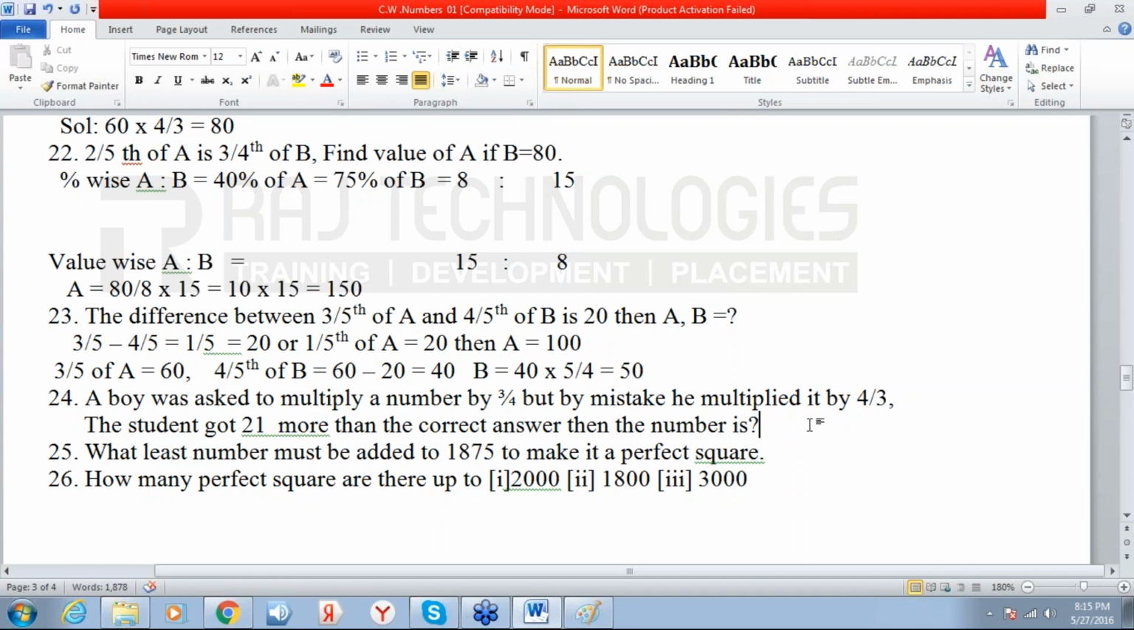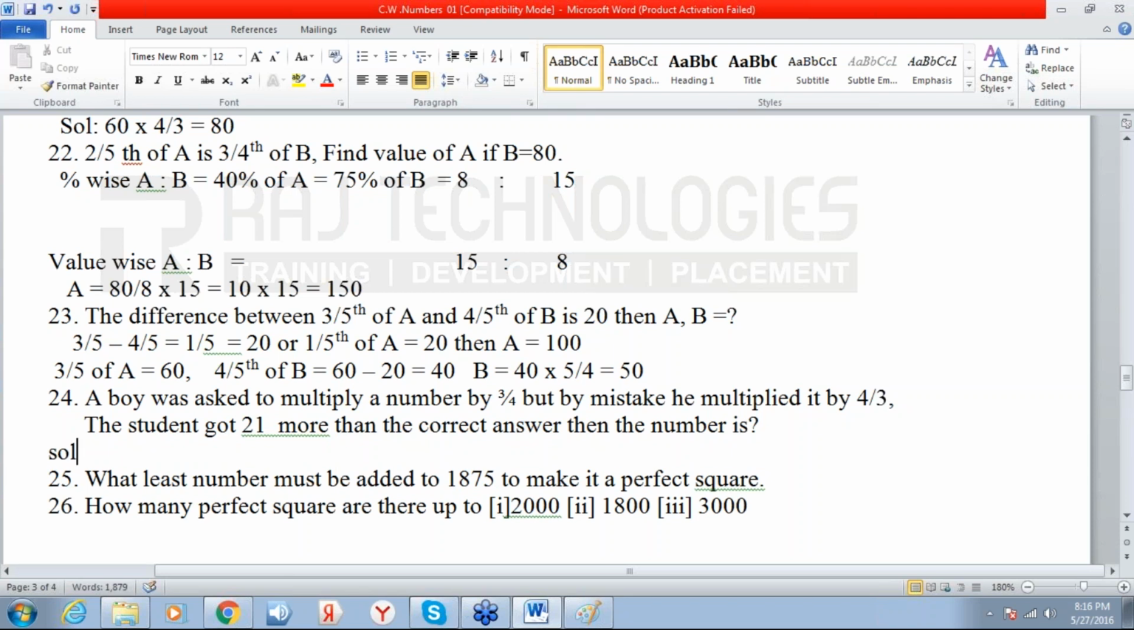A boy was asked to multiply a number by 3/4, but by mistake he multiplied it by 4 by 3. The student got 21 more than the correct answer. Then the number is. In many examinations, this question is asked. So let the number be x.